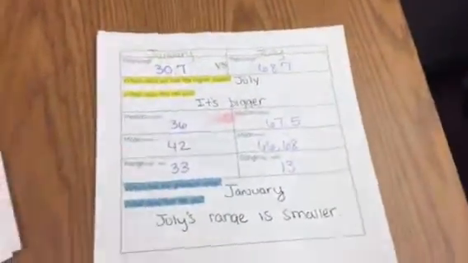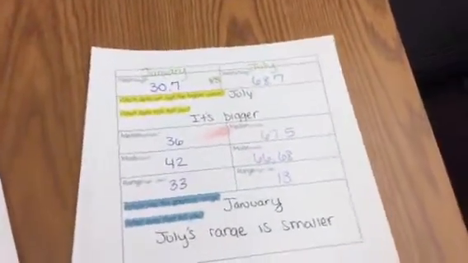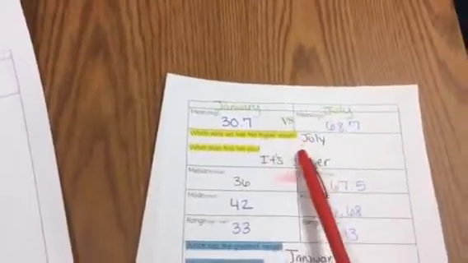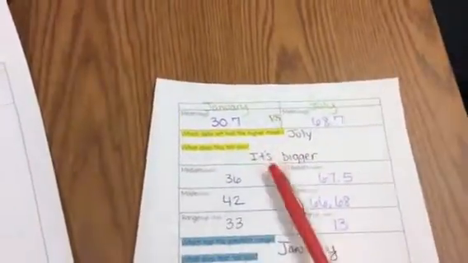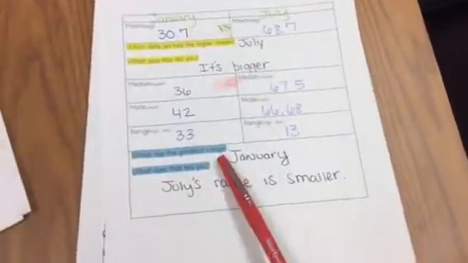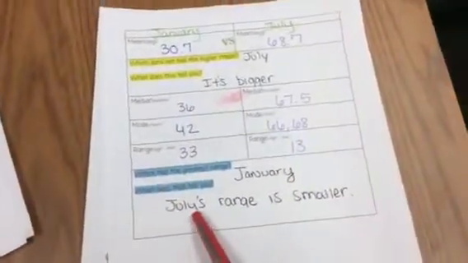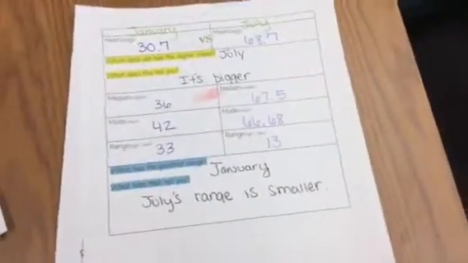So I took that data and I found the mean, median, mode, and range of both those sets. Which data set had the higher mean? July. And what does it tell you? It's bigger. That is a very bad explanation. If you just say it's bigger, I'm not okay with that. Which has the greater range? January. And what does it tell you? That July's range is smaller. Well, duh.